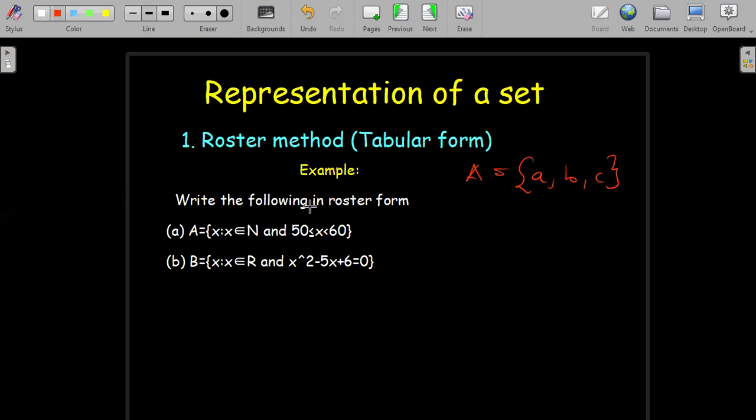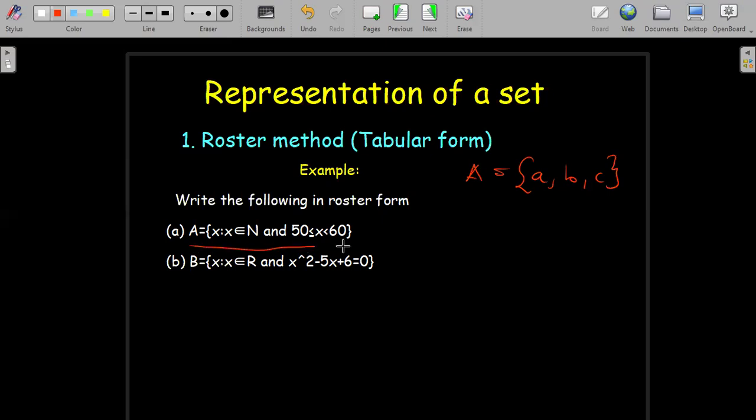And we have these examples here. Now I want you to list them out with me. It says write the following in roster form. And you have A, they're saying, so okay, what has been written here is another form actually.